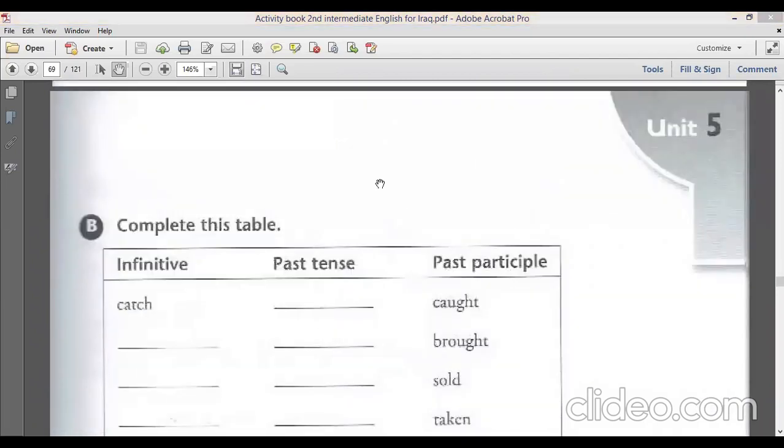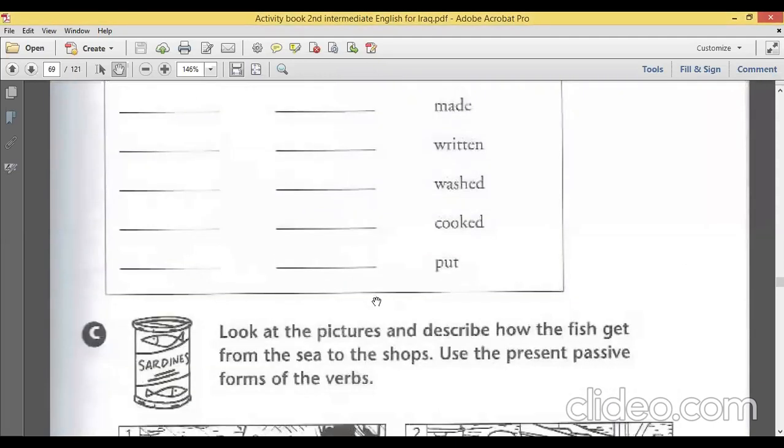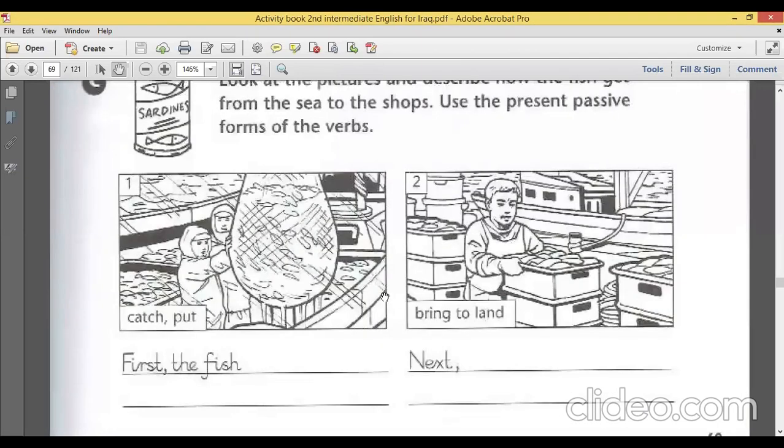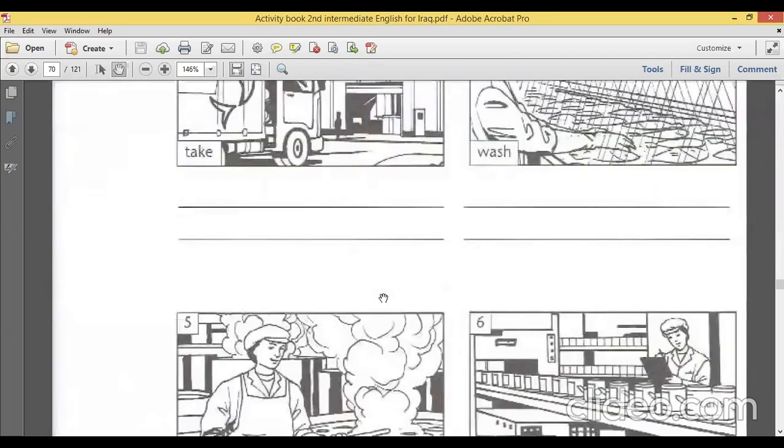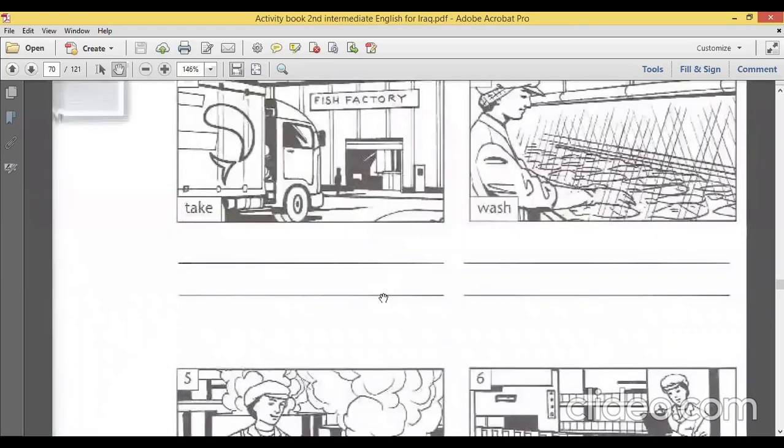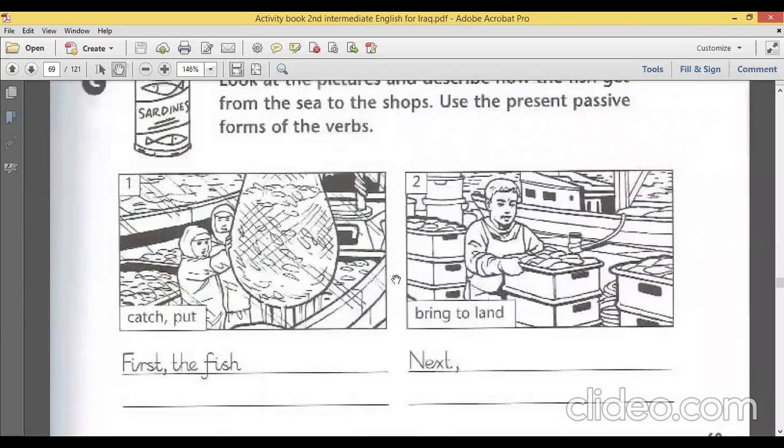Now we have the other exercise, exercise C. I want you to do it as homework. And as I told you, I want you to read lesson 5 and 6. Okay? Now, do you have any question, any feedback, anything that you couldn't understand? Do you have any question?